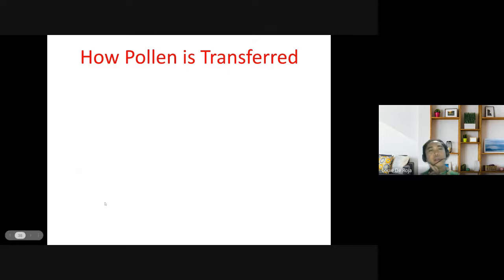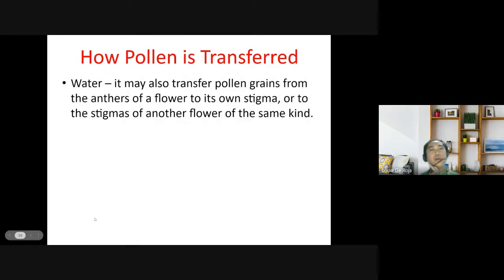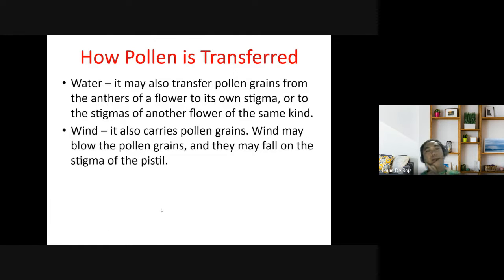So, how is pollen transferred? Water may also transfer pollen grains from anthers of a flower to its own stigma or to the stigmas of another flower of the same kind. Wind also carries pollen grains. Wind may blow the pollen grains and they may fall on the stigma of the pistil.